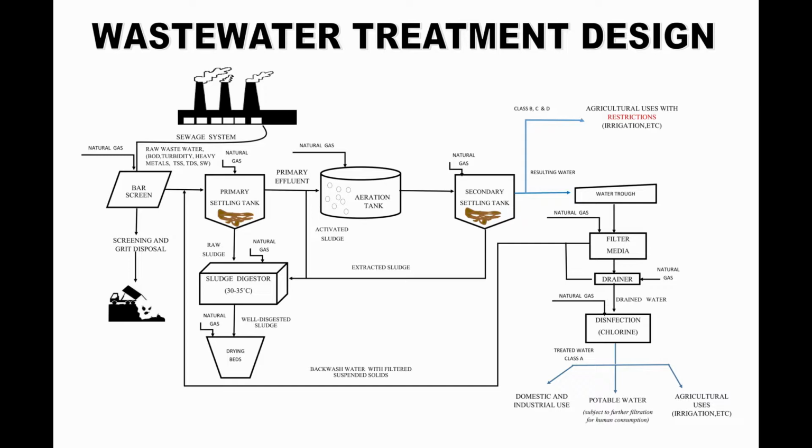This type of water can be used as potable and for agricultural and domestic uses. Meanwhile, classes B, C, and D are used for agriculture with several restrictions, since it directly came from the secondary settling tank that didn't undergo any disinfection.